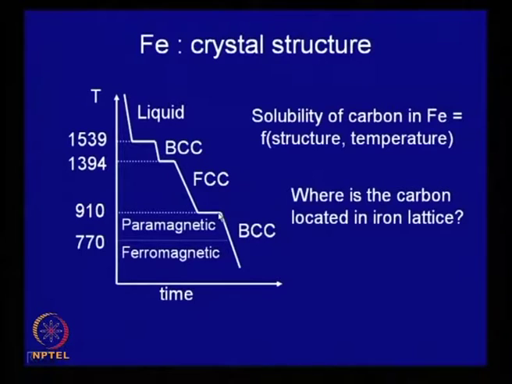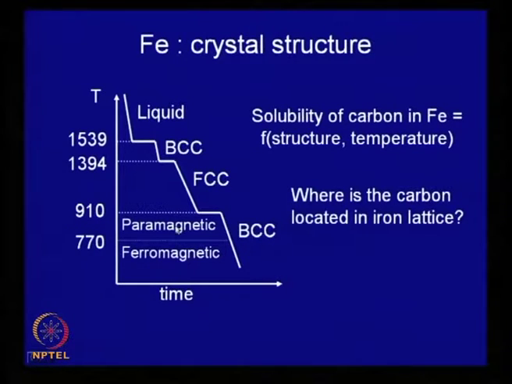So, the transformation it goes through is, first, the liquid solidifies into a crystalline structure which is body centered cubic. Next, at a little lower temperature, say 1394, this body centered cubic structure gets converted into a face centered cubic structure. Again, this face centered cubic structure gets converted into a body centered cubic structure. So, you have a high temperature BCC structure, and you have a low temperature body centered cubic structure.